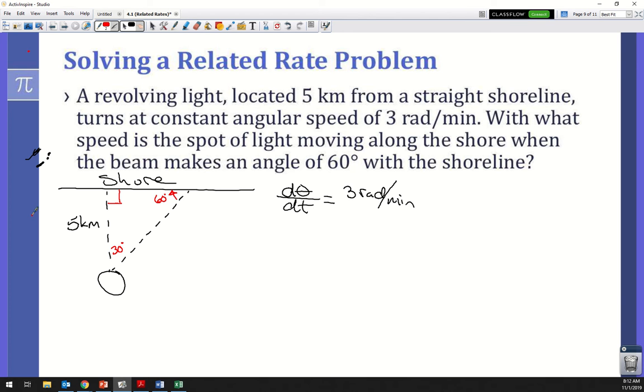Anyway, all right. So, with what speed is a spot of light moving along the shore when the beam makes an angle of 60 degrees with the shoreline? So, I have a lot of information right here. We're looking for the speed the spot of light is moving along the shore. So, in this case, I'm going to move it along the shore this way.